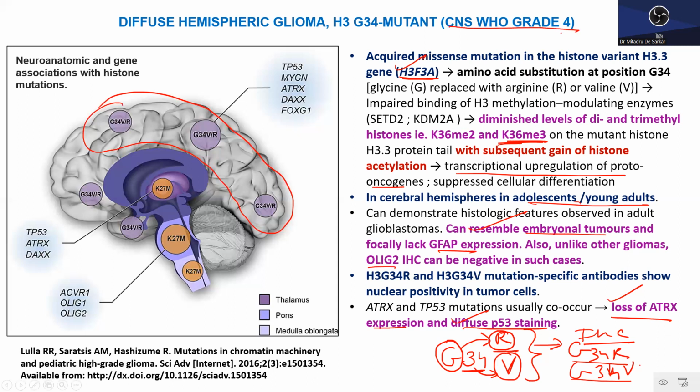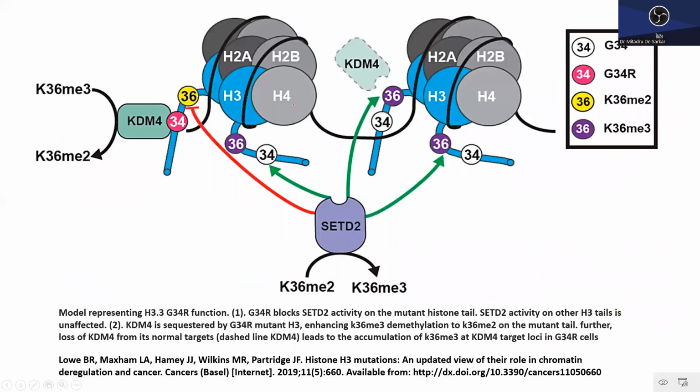diffuse midline gliomas. So what happens is that because of this particular mutation, there is inhibition of the SETD2 protein, as a result of which there is the block in conversion of K36Me2 to K36 trimethylated histone.